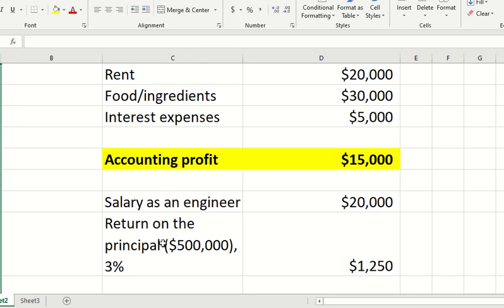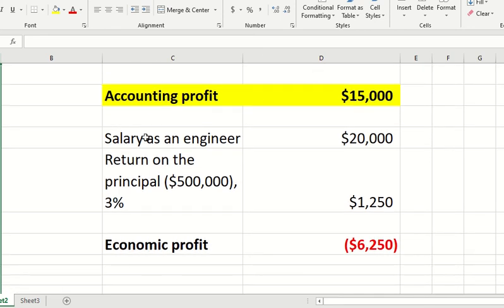Okay? So return on the principal on an alternative investment is also a type of opportunity cost or implicit cost, because he could have earned $1,250 elsewhere if he did not invest this $500,000 in this restaurant business. So accounting profit minus all these implicit costs, or opportunity costs, or cost of equity capital, or cost of ownership, then you find that it is no longer a profit. It is actually a loss, $6,250. Okay? So if he chose to start his own business as a restaurant and quit the job as an engineer, he would expect to incur a loss of $6,250 a month. Okay?